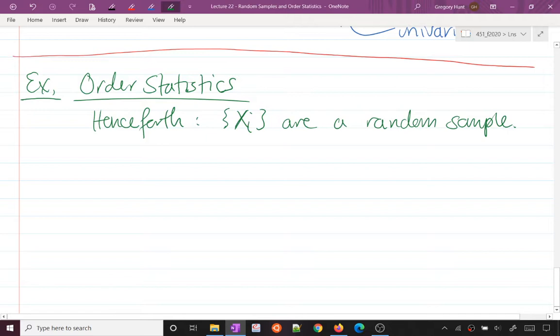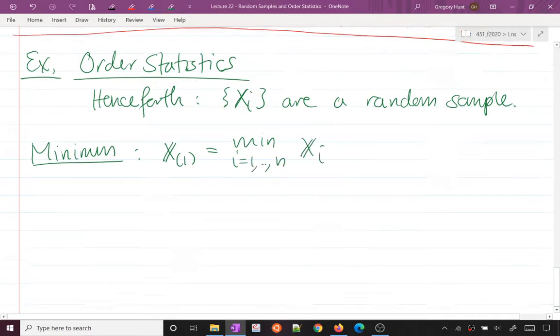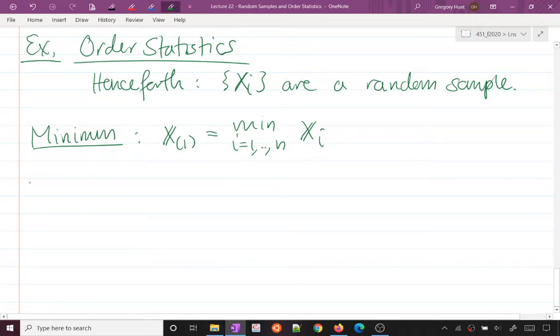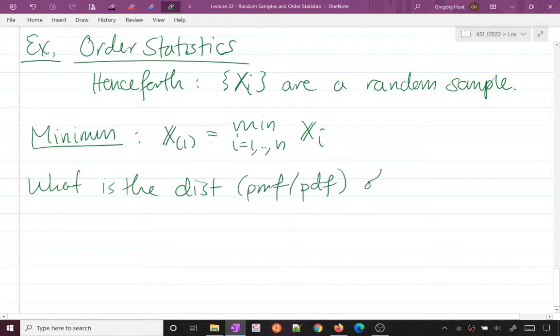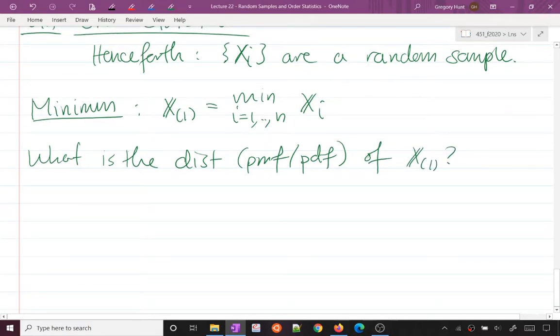And for example, we could look at the minimum. Okay, so we could say the minimum of x1, right? So the minimum over all values, over all random variables, x sub i. And we could say, what is the distribution, that is the PMF or PDF of my minimum? We've actually seen some suggested problems that hint at how to go about this.